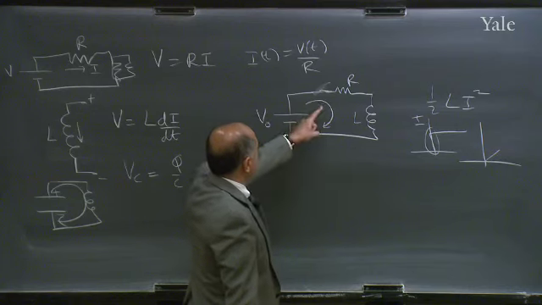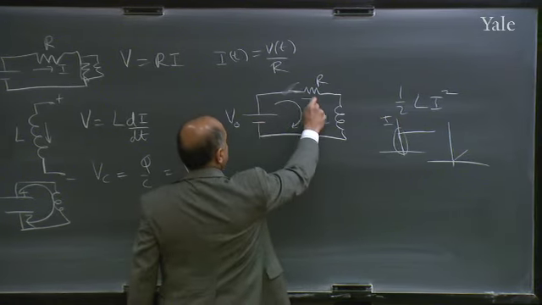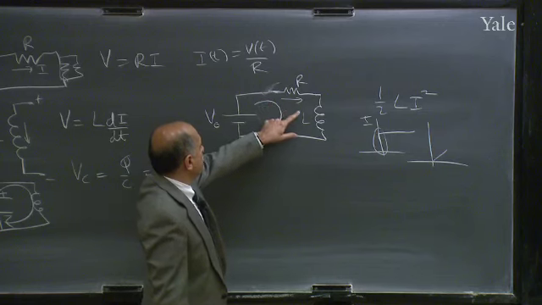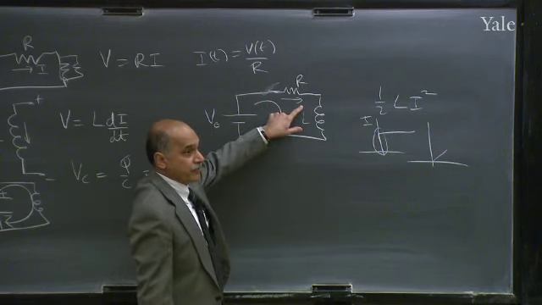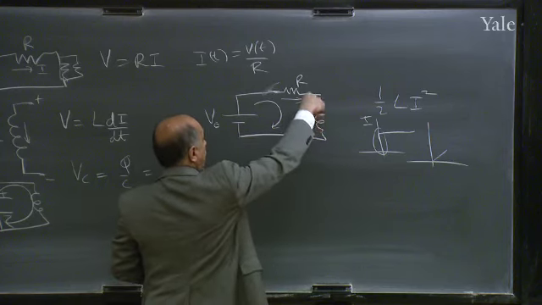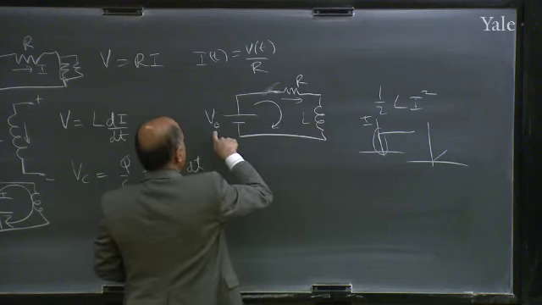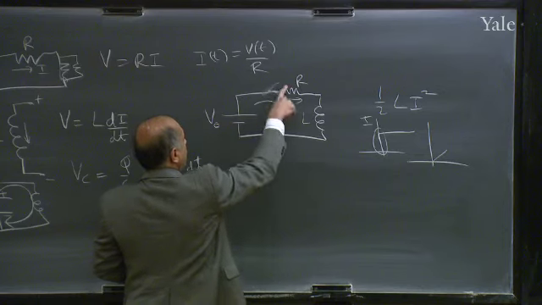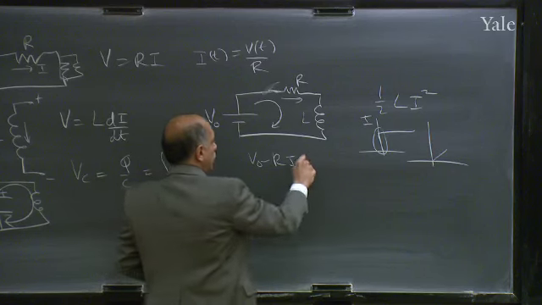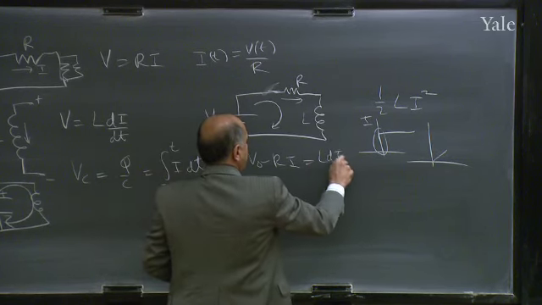The minute the current starts climbing up, it starts flowing through this resistor. There is the resistance times current voltage drop across this. Therefore, the amount of voltage available to drive current through the inductor, or to increase the current through it, is reduced from V naught to V naught minus Ri. That's equal to L di dt.